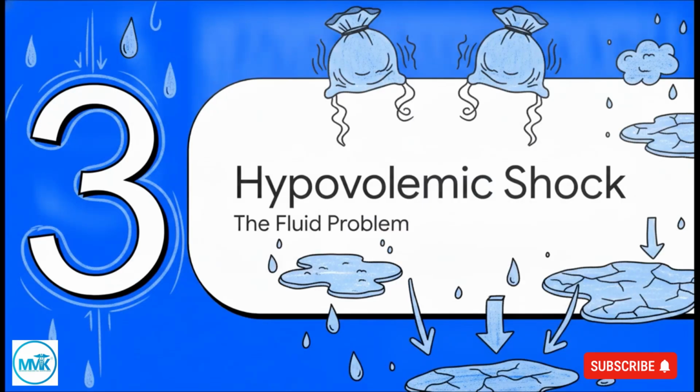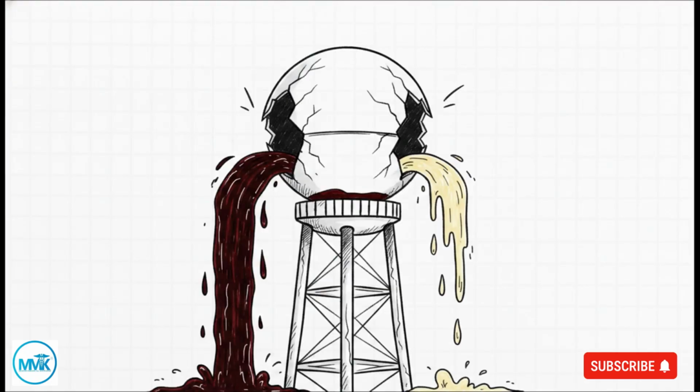Section 3. Hypovolemic, the fluid problem. Now, what's really interesting about this first failure point is right there in the name. Hypo means low, and vol refers to volume. This is strictly a fluid problem. In our city water analogy, the tank is just empty. There's a massive leak in the system somewhere. This happens when the body loses a huge amount of blood. Think major trauma or a severe GI bleed.